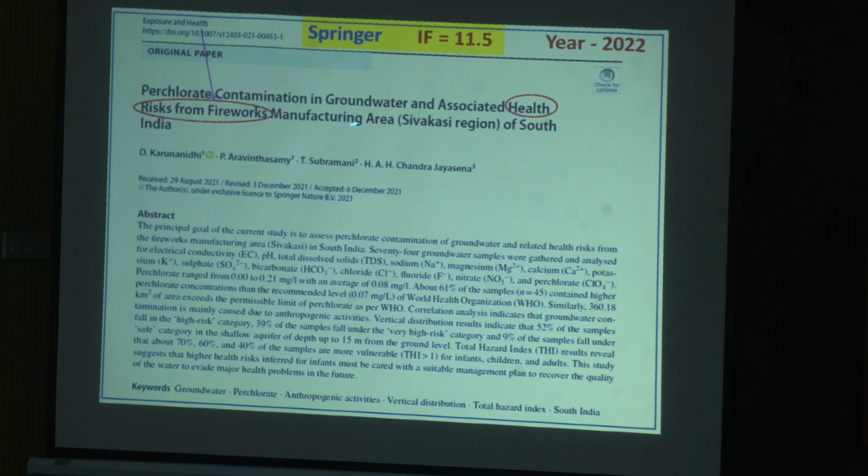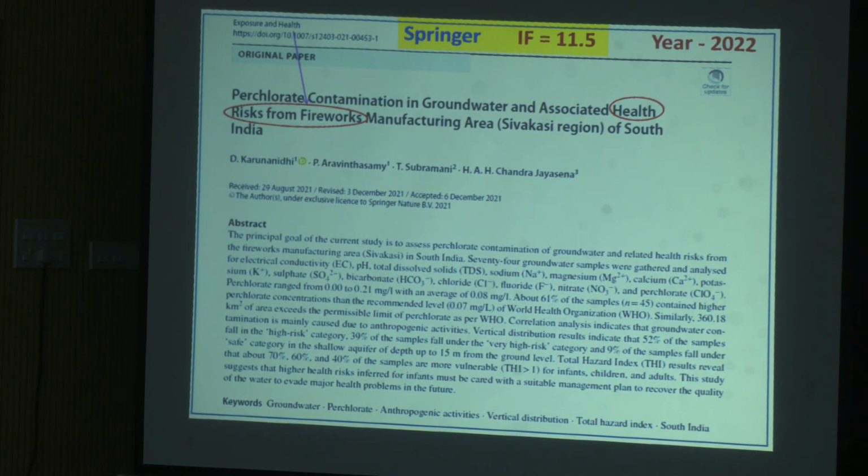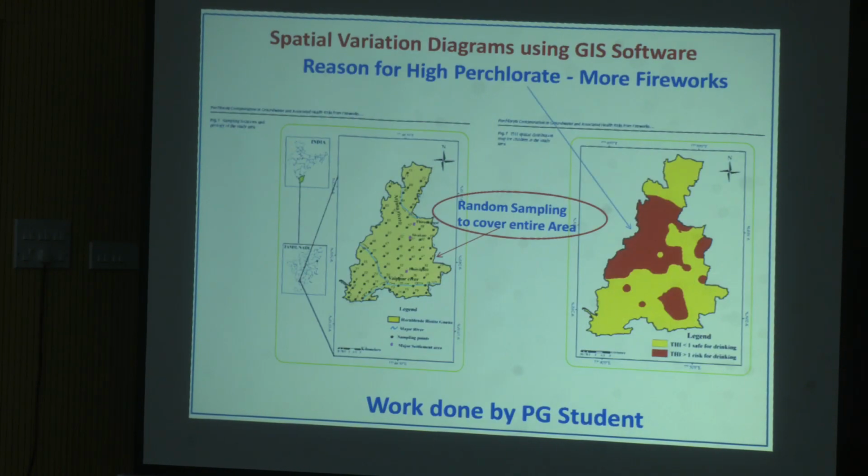Then we have done some work in the Sivakasi area, where you have a lot of fireworks, right? They are producing crackers, so it is definitely going to pollute the water and also the groundwater. So we have collected samples. Again, when you talk about data collection, you can go for random sampling or grid sampling. There are different ways to collect samples. We have done random sampling. We have collected samples from all the areas, you see. Only then can you represent it in a spatial way.